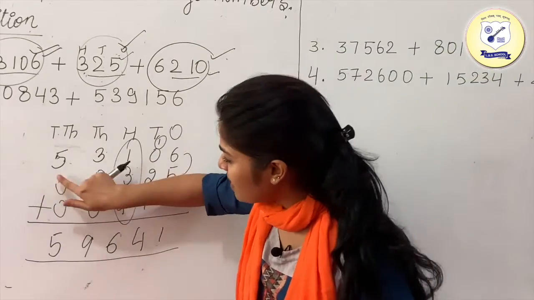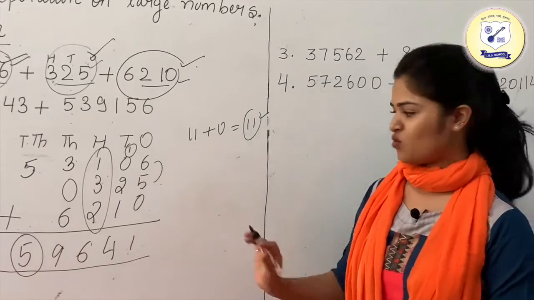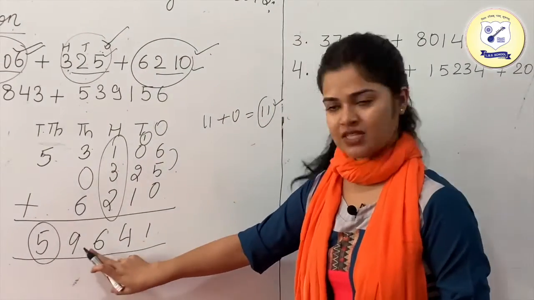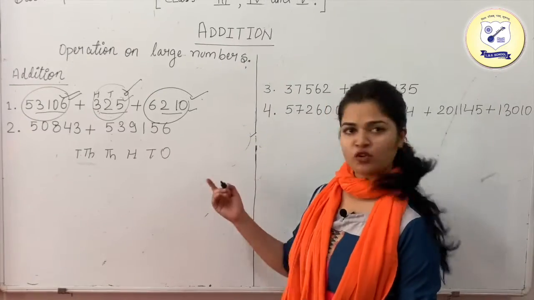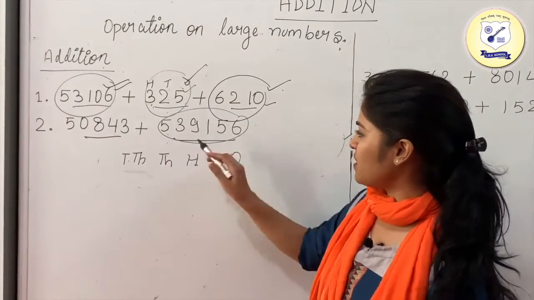So we are not having any digit over here, so this should be 5 only. So our answer is 59,641. Now move to question number 2. This is your first number and this one is your second number.